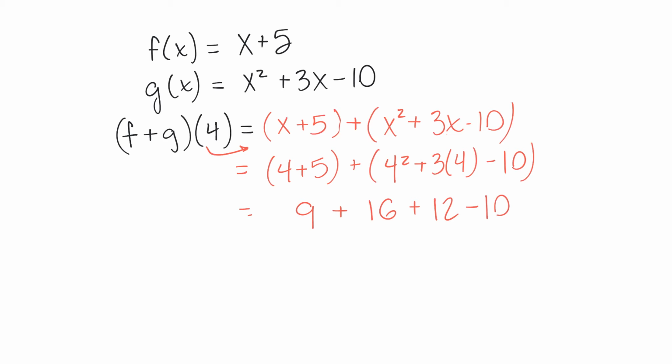And we get, I don't know, 28, 18, 9 plus 18, I don't know, 27. 27, okay. And that's all that notation really means. Pretty straightforward. Now, let's look at multiplication and division.